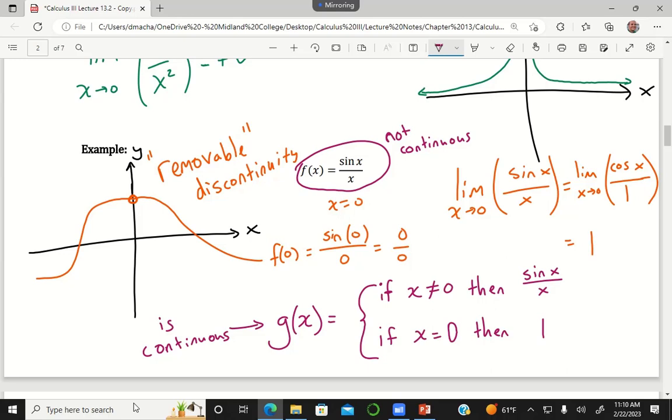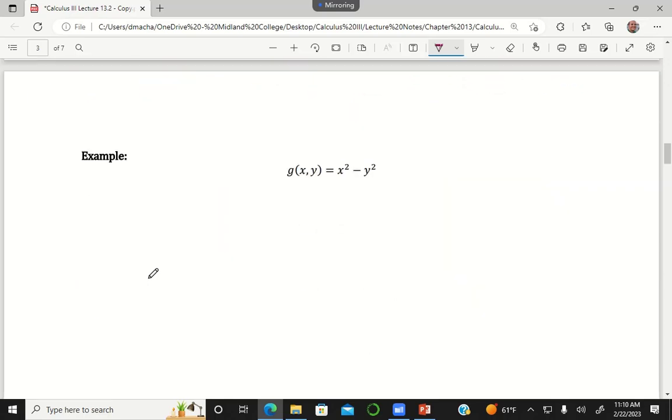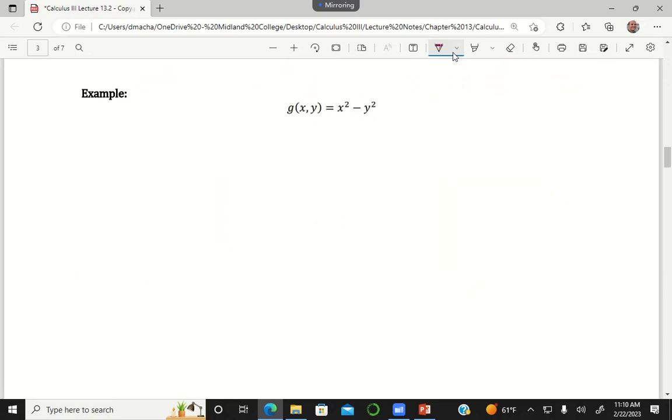Okay, so that was just a quick review of Calculus 1 limits. Everyone feel good about those types of discontinuities that you could come up with for one variable? Because it gets a little bit weirder when we have multiple variables. We have these multivariable functions. So here we go.